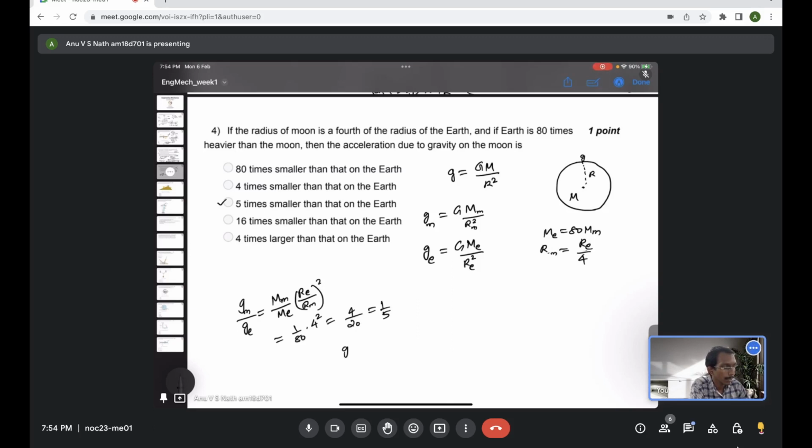So gravity on the moon is 1 by 5th of gravity on earth, so it will be 5 times smaller than on the earth. So option C is the correct answer. Okay, so I hope that is clear. Any question? Okay, so if not, we will move to the next problem.